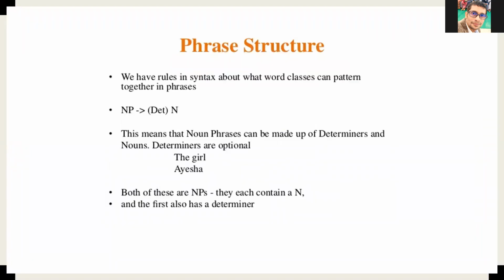Phrase structure. We have rules in syntax about what word classes can be combined together in phrases. For example, a noun phrase, indicated with NP, is directed to determiner and noun, or only noun. This means that noun phrases can be made up of determiners and nouns. Determiners are optional, that is, either you can use them or not, like "the girl" or any name, "Aisha". Both of these are noun phrases because they contain a noun, and the first also has a determiner. So both of them can be called noun phrases.